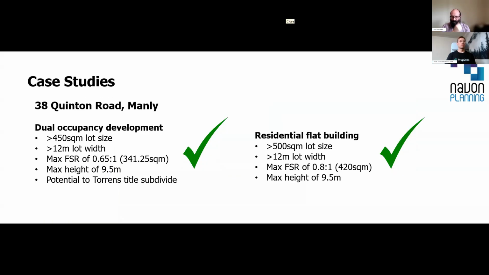So I've done a quick review. If you wanted to do a dual occupancy on this property, technically you could. It meets the requirements on the left-hand side. On the right-hand side, I looked at what about a block of apartments? And you could technically put apartments there. The site is big enough. It's not heritage listed. In theory, yeah, you could do that on that particular property.